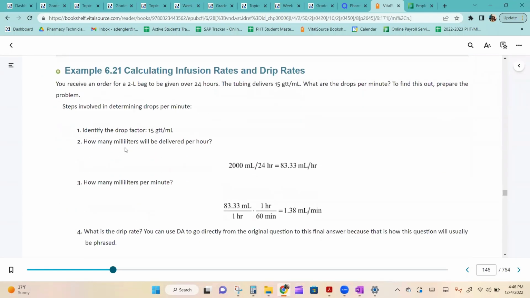All right, so let's look at this example here. You receive an order for a 2-liter bag to be given over 24 hours. The tubing delivers 15 drops per ml. What are the drops per minute? To find this out, prepare the problem.